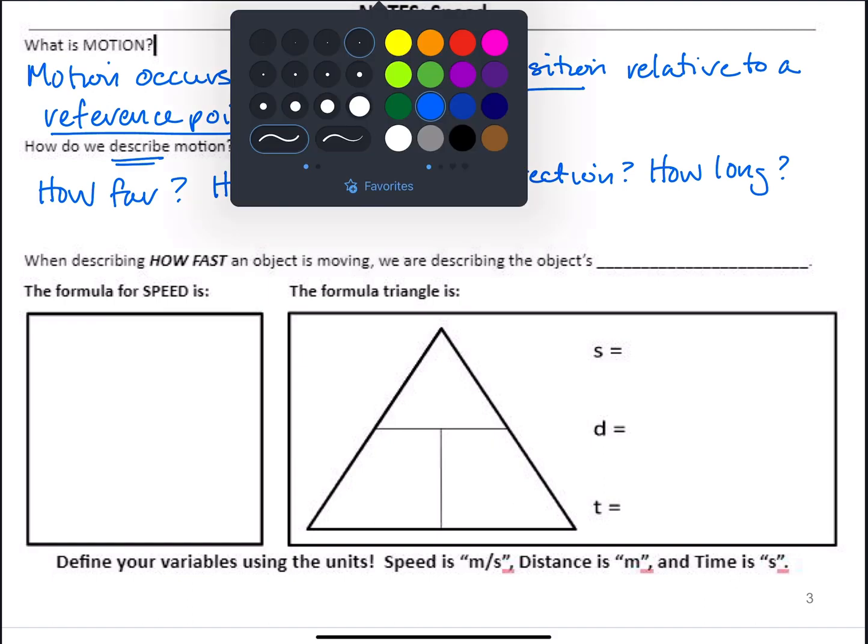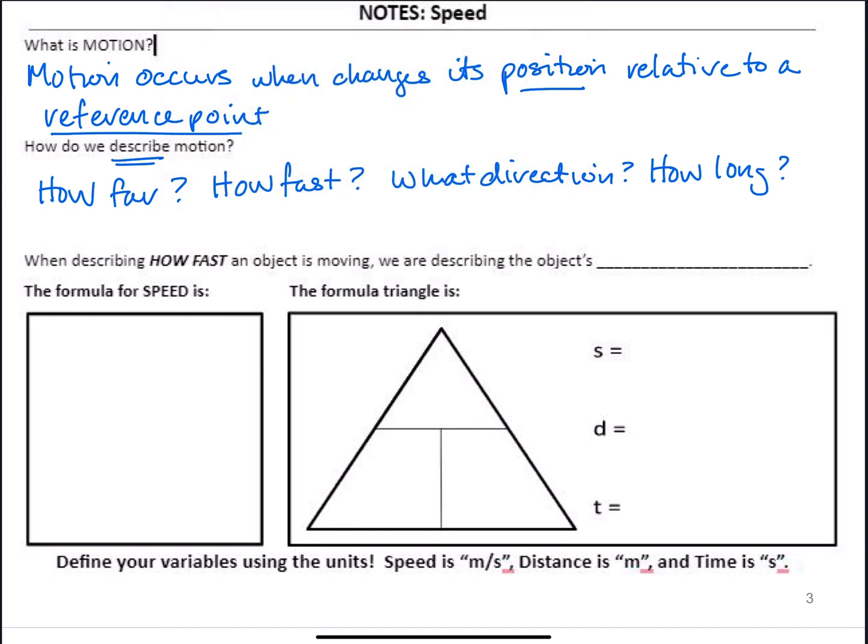All right, now what do these terms mean in terms of our variables? How far is a measurement of distance traveled. How fast is going to be the speed of that object. What direction? We're going to use directional pieces like north, south, east, west, left, right, forward, backwards. And then how long is a measurement of the time that object has been in motion.